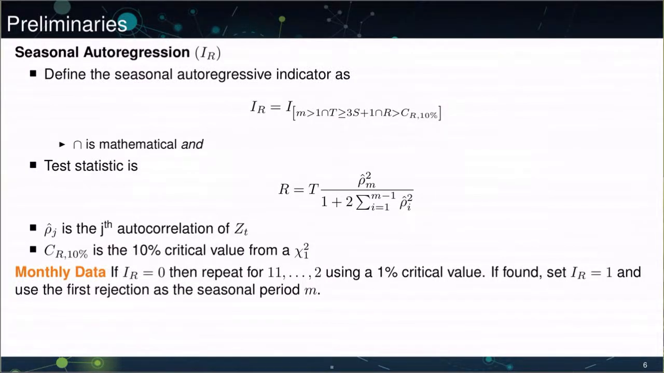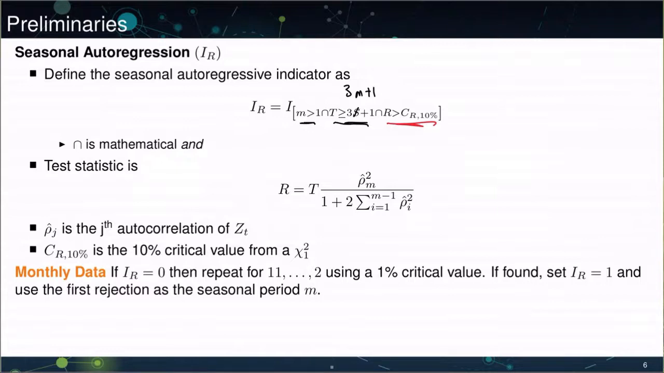Moving on, an additional preliminary is a seasonal autoregressive indicator. So the way they define this here, again, is an indicator that needs a few things. So first, you need to believe that m has to be greater than 1. So that is, we actually have a seasonality. If we don't find a seasonality in the data, then we wouldn't ever consider a seasonal autoregression. We need T to be larger than 3 times 3m plus 1. And then we need, finally, the test statistic, which is the key thing there, to be larger than its critical value, where we need all three of these things to be true. So these are a bunch of AND operations.